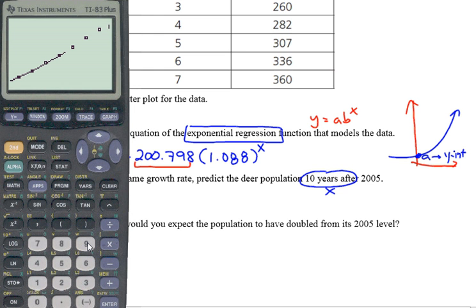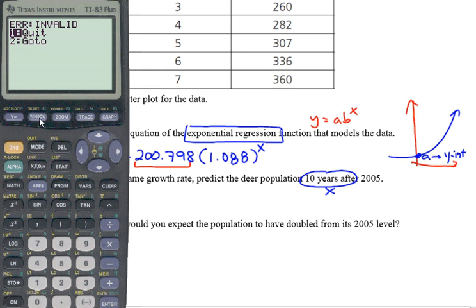Now we can expand our windows if we want to see a bigger picture of this. If we need to, we might have to zoom out anyways. But we try and enter in a value. How could I enter a value of x equals 10? Second trace, number 1 and 10. Now, what do you do if you get this? Zoom out or change your windows.